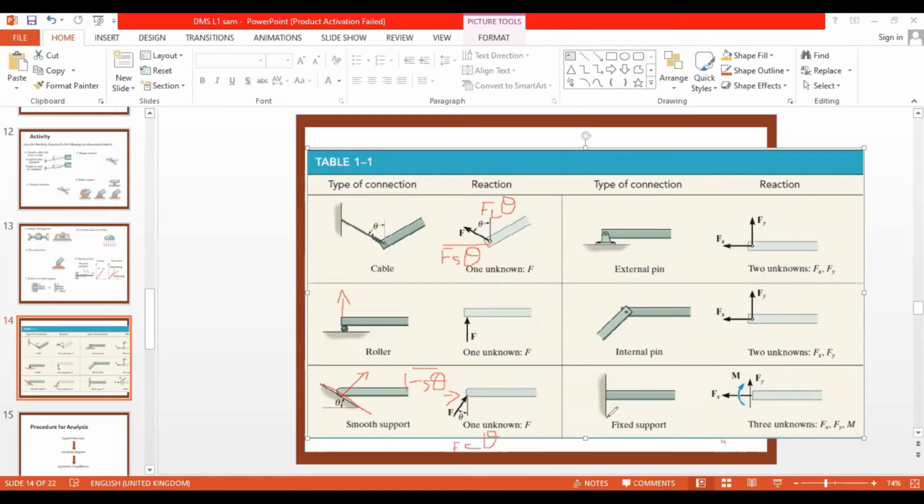And if I have a fixed support, in that case I will have Fx, Fy as well as a moment. You can consider this as a pin, but a fixed pin, so this will have a moment also. So there will be three unknowns: Fy vertical is unknown, Fx horizontal is unknown, and the moment M is unknown. So these are the diagrams.